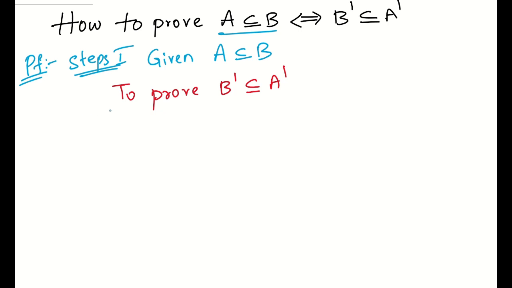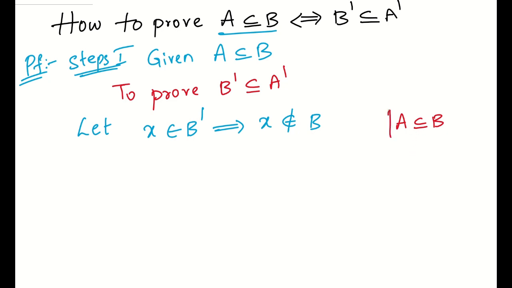For proving this one, first of all, what we will do? Let us consider one element x belongs to B complement. We can say that if x belongs to B complement, what is the meaning here? x must not belong to the set B. Agree? So what is the given condition here? A is a subset of B. Agree. So if you take one element which is not in B, obviously that element is not in A, we can say this, right?